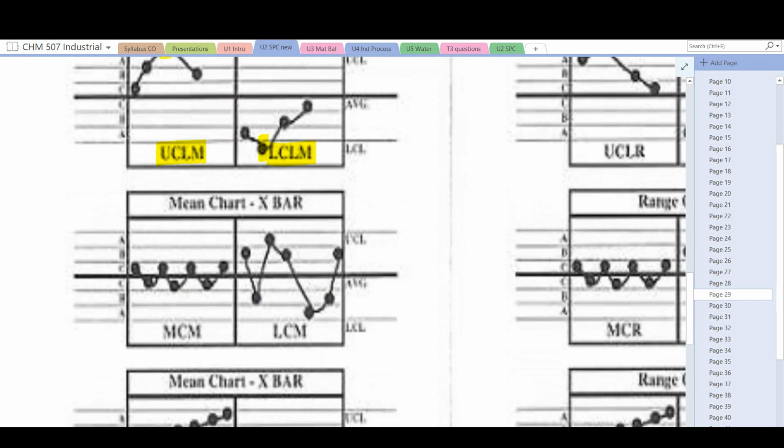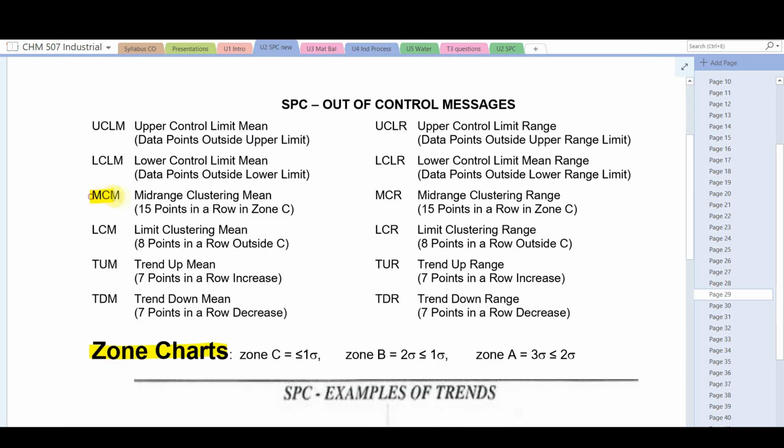Just below it here we have an example of a whole bunch of points that fall within zone C. And the rule is when you have 15 or more consecutive points falling in zone C, that's definitely out of control. That's not normal. Points should be falling outside of zone C. If not, your control limits are too widely spread. So this is called an MCM. MCM stands for mid-range clustering mean. So the points are clustering around the mid-range.